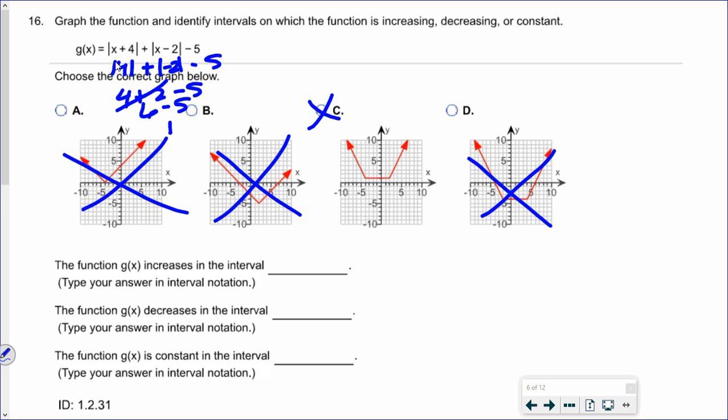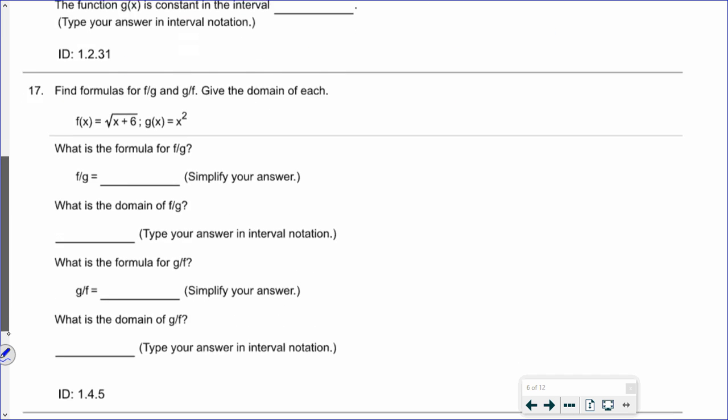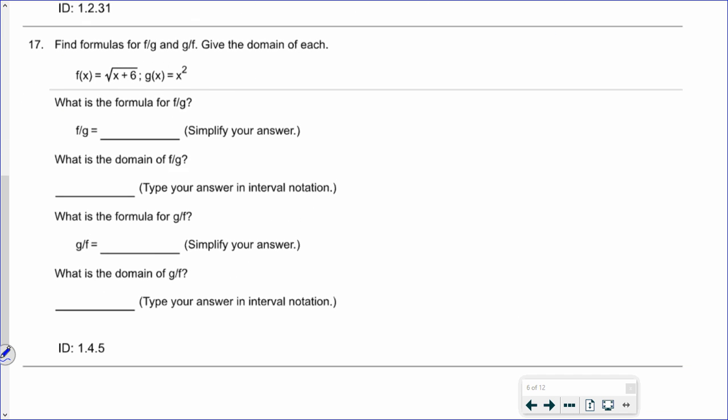All right, now with that being said, you're going to go ahead and put yourself on this graph from left to right: increasing, decreasing, and constant. Find this x value, find that x value, and you'd be able to do those without any problems. Any questions over that, yes or no? I feel like that's the only one. Nope. Number 17. 17 is the domain.